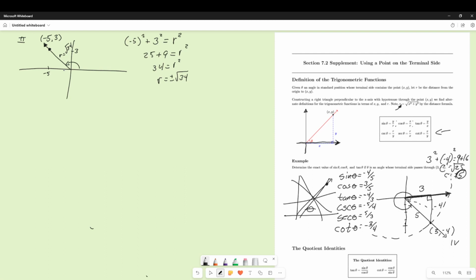But once we know that, we can find, for this angle, the sine, the cosine, the tangent, the cosecant, the secant, and the cotangent.